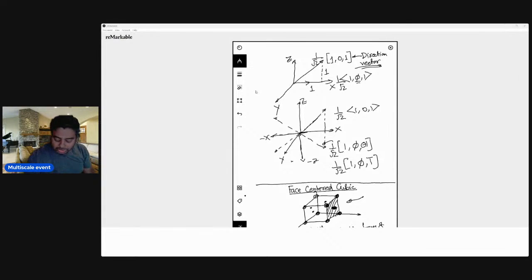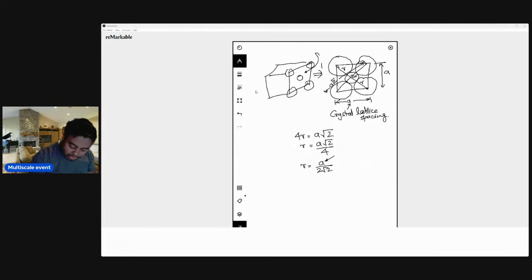So if you look at this combination, the total number of atoms in FCC, or face-centered cubic, is 1/8 times 8 corners plus half times 6 face centers.